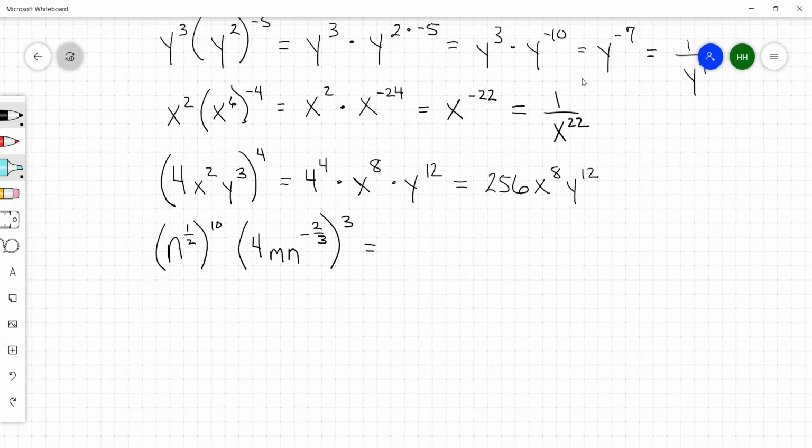All right, so just try to stay organized here. You got your n to the 1/2 raised to the 10th power. You're raising a power to a power here, so you got to multiply. If you do 1/2 times 10, you get 5. So to start off, we got an n to the 5th power times, now this 4 has got to be raised to the 3rd power, so we got a 4 to the 3rd.